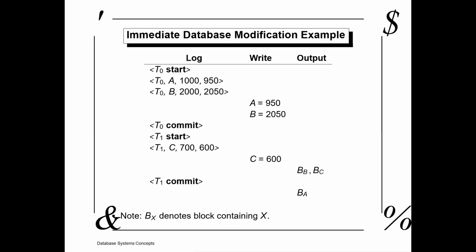But if you observe that immediate database modification example, here you have the old value and new value. So for example, T2, comma, A, comma, 100, comma, 200. Similarly, tell me the log file operation for B.